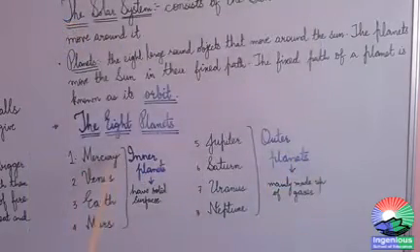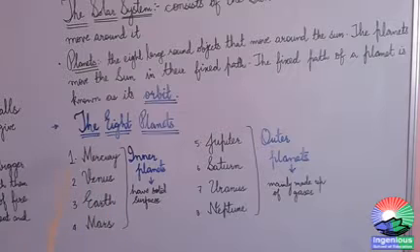Students, Mercury, Venus, Earth and Mars, these first 4 planets, are known as inner planets. Are you getting me? And all 4 of them have solid surfaces. Are you getting me?